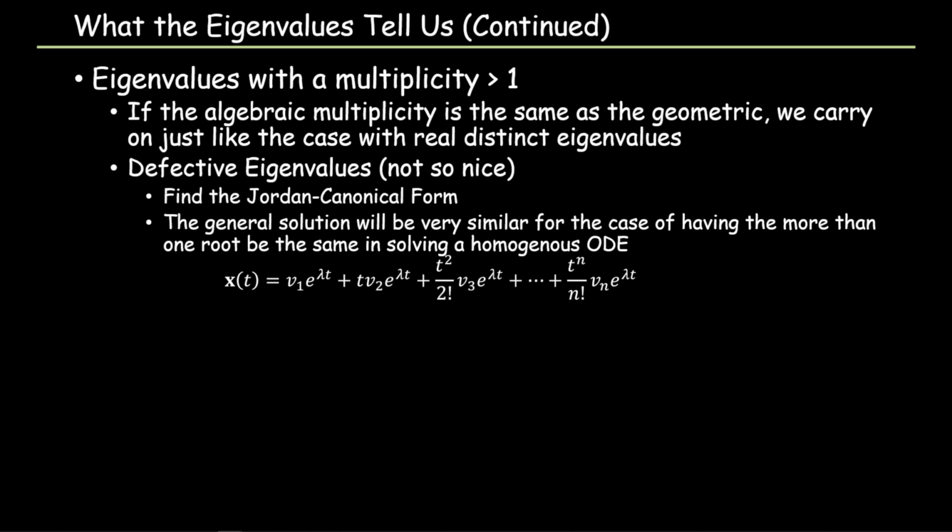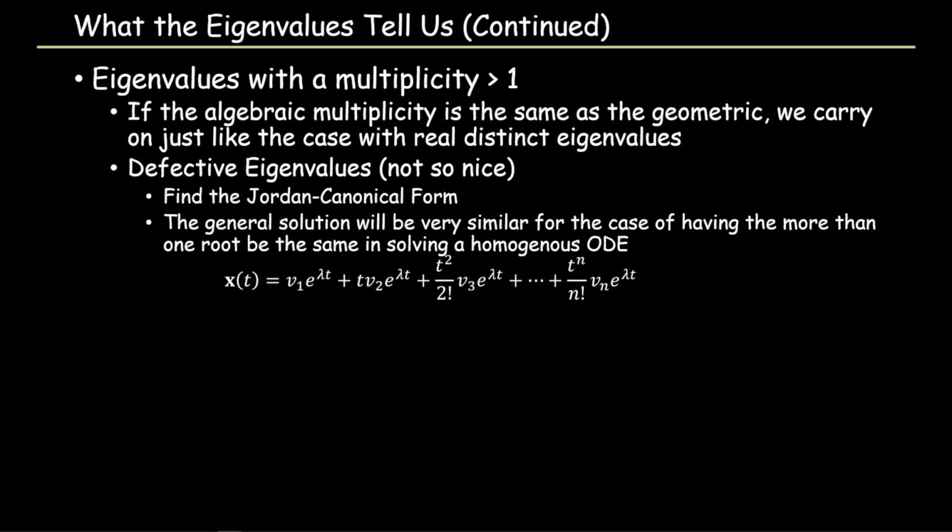Once we've found the Jordan canonical form, our general solution will be very similar to the case of having more than one root be the same when solving a homogeneous ODE with constant coefficients. When we talked about solving homogeneous ODEs with constant coefficients and had repeated roots, our solution was like C1 e to the rt plus C2 t times e to the rt, all the way to Cn t raised to the n times e to the rt.